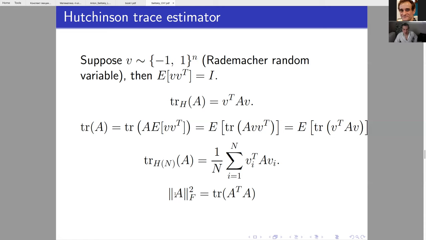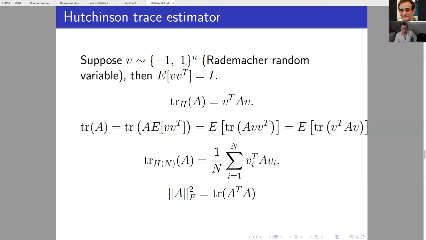Why is it important? It's important because singular values squared, you remember, are the eigenvalues of this matrix, A transpose times A. But the trace doesn't depend on the basis. And so this will be the same as the Frobenius norm squared.